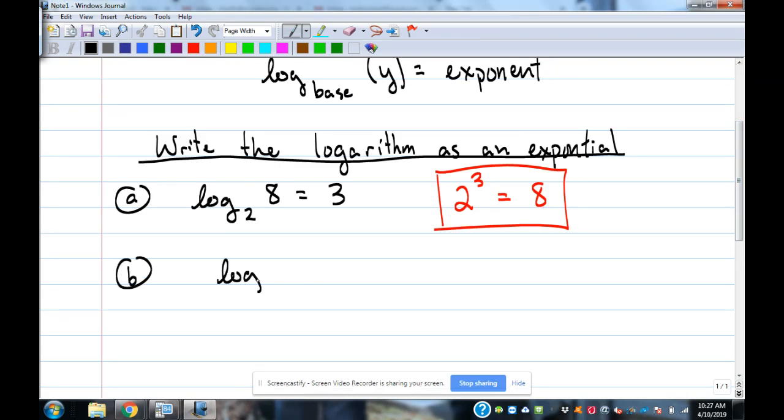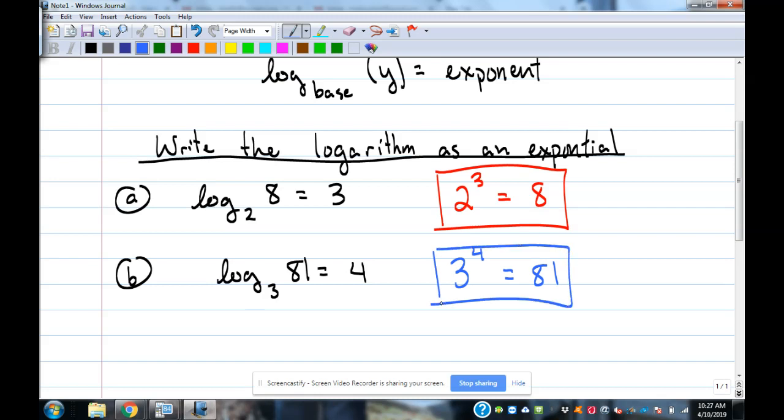So let's take log base 3 of 81 is equal to 4. Let's write that as an exponential. What's the base? 3. What's the exponent? 4. It's equal to 81. It is that simple. It really is, this first thing that we're doing.